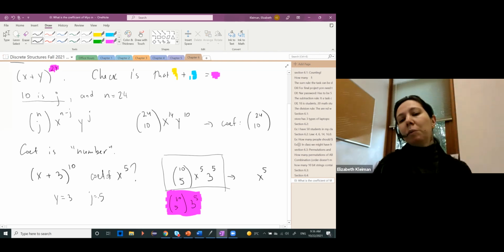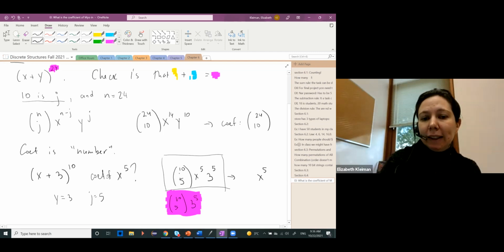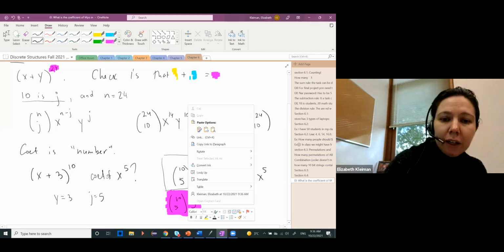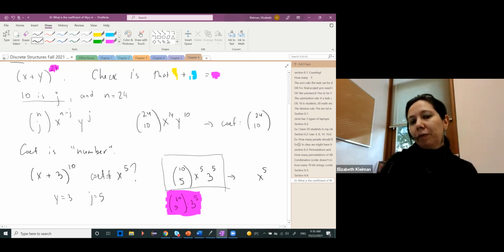So what is going to be my coefficient of x to the power 5? The definition of coefficient is a number, correct? In front of x to the power 5. And in this case, the number is this whole 10 choose 5 multiplied by 3 to the power 5. So this whole thing is your coefficient.